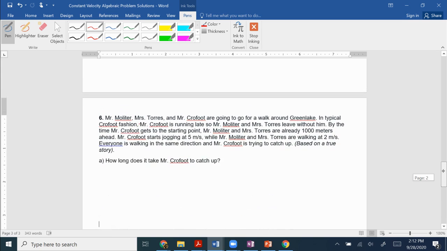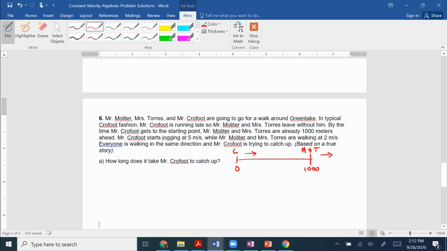Okay, so always good to try to draw yourself a little picture. So right here I am at the start line, Crowfoot. Here are Mr. Molitor, Ms. Torres, and they are 1,000 meters ahead. And we are all walking in the positive direction. I am going 5 meters per second, and they are going 2 meters per second.